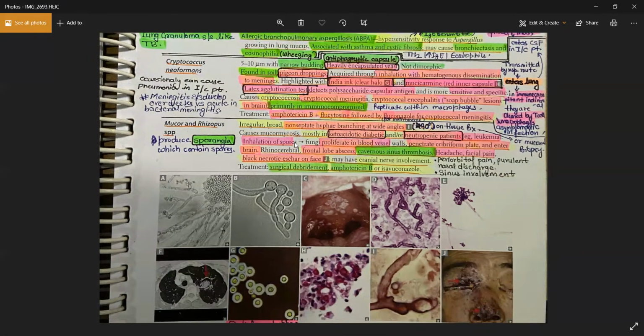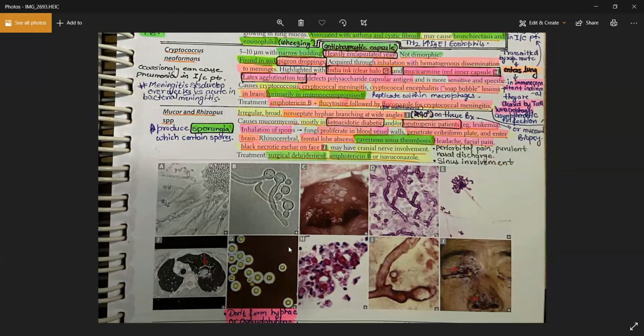As you can see, the India ink staining is like that. You will have a very dark background, and these capsules are not stainable. Okay, the capsule will remain unstained, and that's why it will appear as a halo or a clear space in the black background. Okay, this is an India ink test where you see the clear halos.